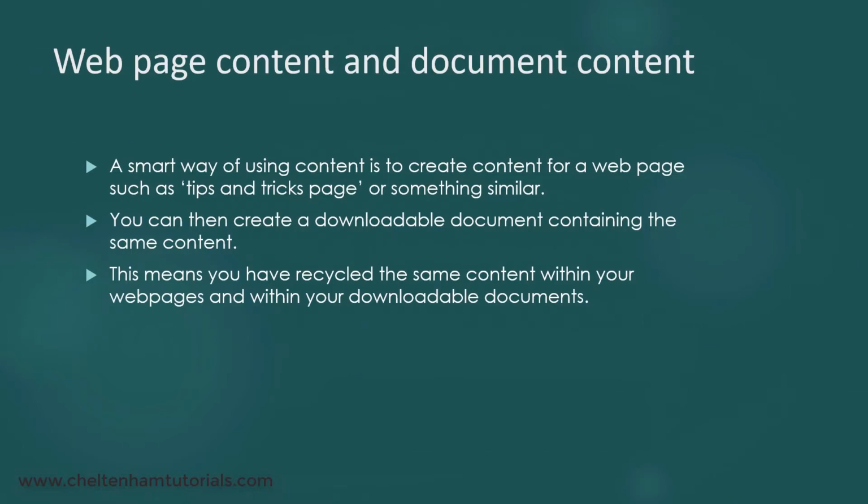The advantage of doing this is you then have, if you make a Word version and PDF version, basically three versions of the same content. So you only have to write the content once and you recycle it three times. Once on the website, once on the Word document, and once in the PDF document. And the great thing is that all three of those items can show up in the search engine results.